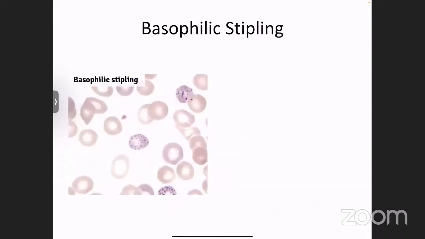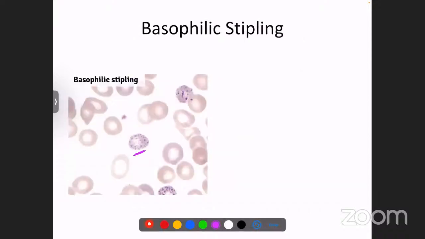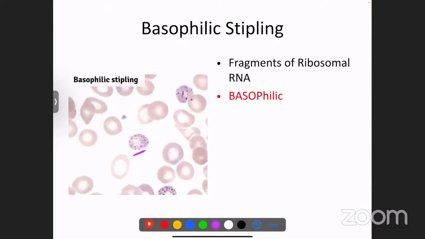So coming to the basophilic stippling, as you can see here, this is the appearance of basophilic stippling, like the blue dot-like things. So what is this basophilic stippling? They are the fragments of ribosomal RNA. And there are many other causes of basophilic stippling, which go with the mnemonic BASOP. So what is this B? B is beta thalassemia. A is ACD. So what is ACD? It is anemia of chronic disease.